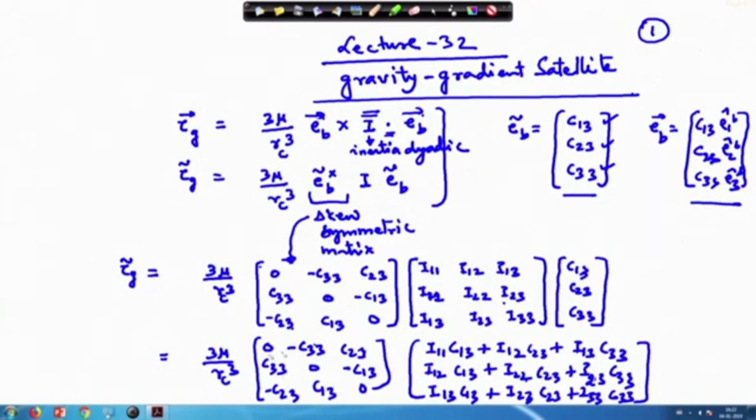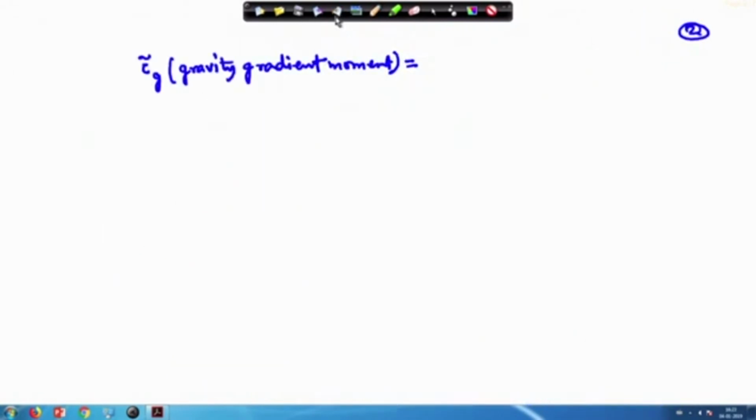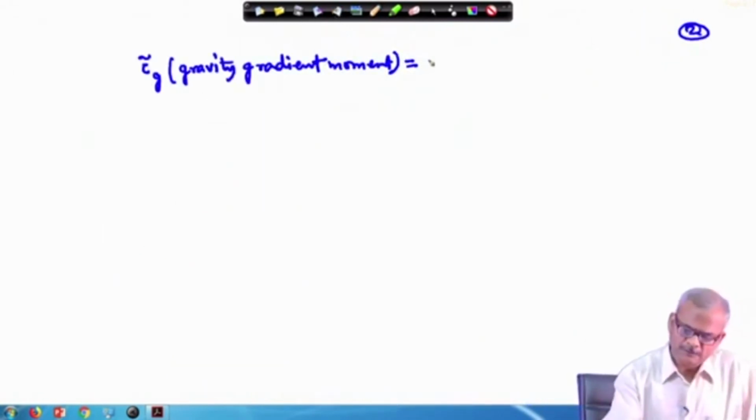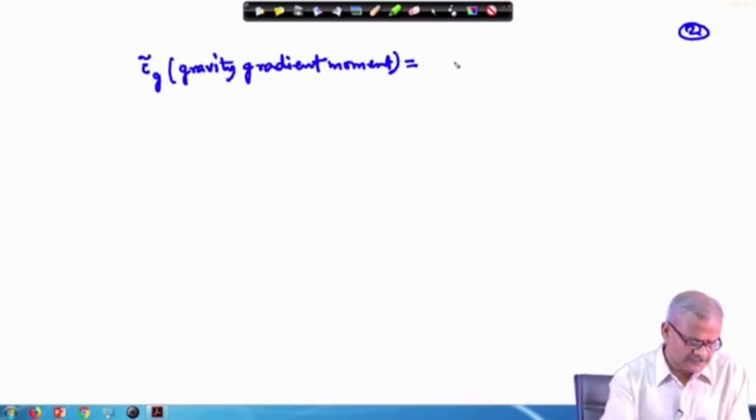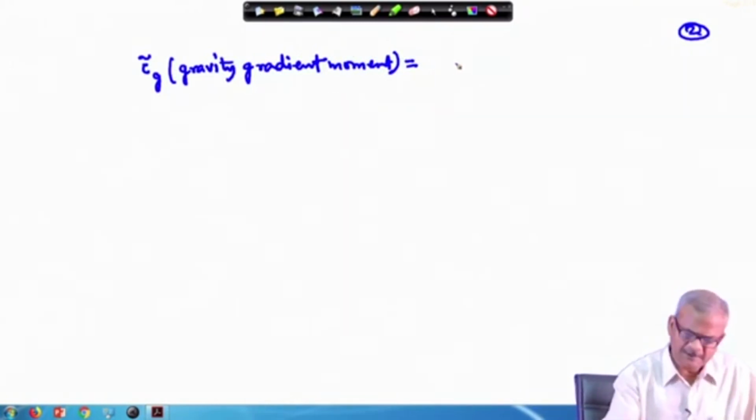Okay, so if we multiply, we see that this is a matrix of size 3 by 3, and this is a matrix of size 3 by 1. So the result will be a column vector. If we multiply these two matrices, we get a column vector. And that column vector, the first term, once we multiply.